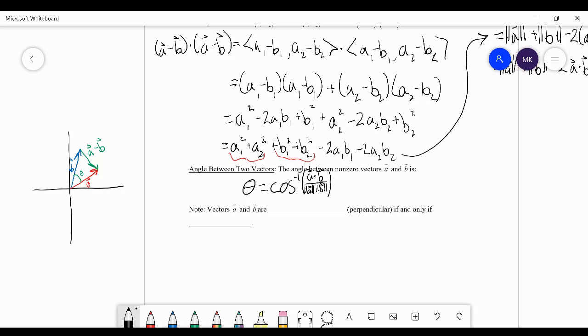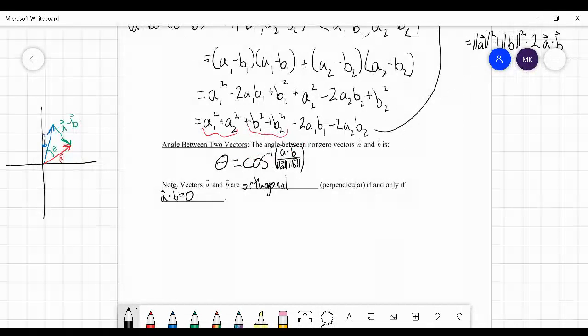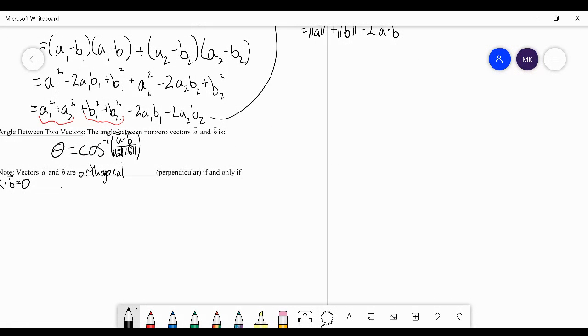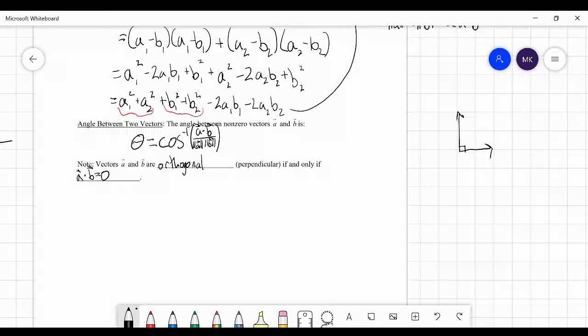So vectors A and B are, and this is a big fancy word that we're going to use here, orthogonal, which just simply means perpendicular, if and only if their dot product is 0. And so think about, what does it mean to be perpendicular? It means very simply that you intersect, so these are our two vectors, at a 90-degree angle.